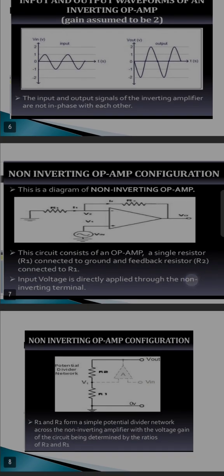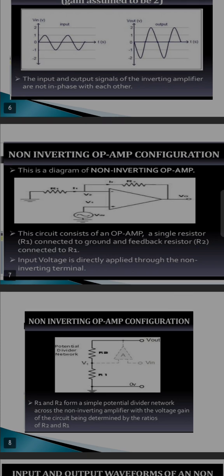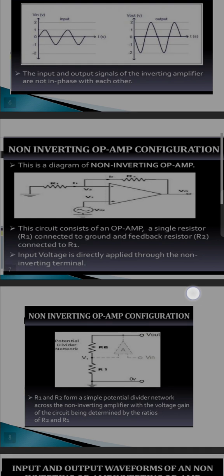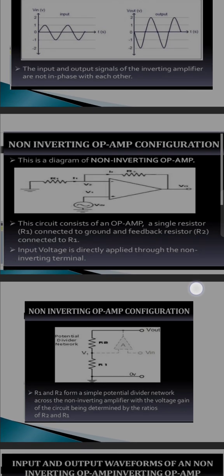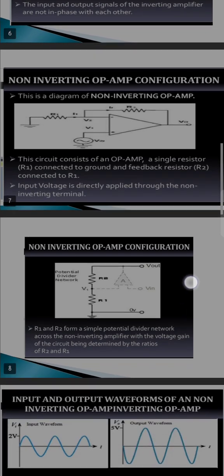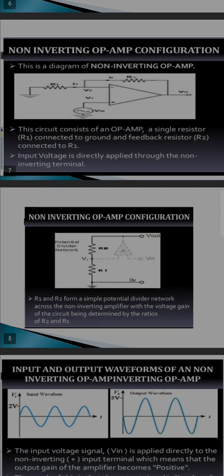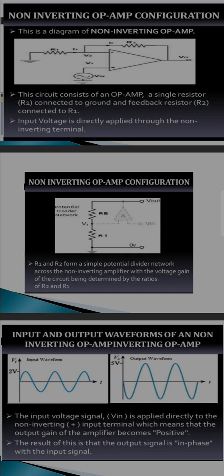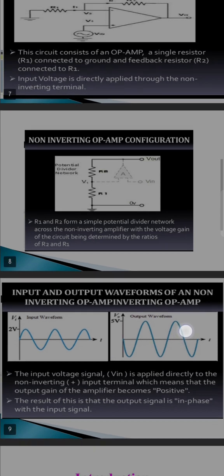The diagram we can see on the screen is the non-inverting operational amplifier. This circuit consists of an operational amplifier, a single resistor R1 connected to ground and a feedback resistor R2 connected to R1. Input voltage is directly applied to the non-inverting terminal. Then we are going to see the non-inverting operational amplifier's configuration. R1 and R2 form a simple potential divider network across the non-inverting amplifier with the voltage gain of the circuit.